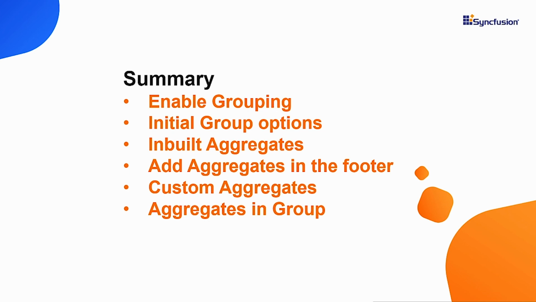Let me summarize some of the major points we have discussed in this video. First, we saw how to enable grouping in the grid component and how to add the initial grouping option in the grid component. Next, we saw about the inbuilt aggregates and how to add them in the footer of the grid component. Then we saw about custom aggregates. Finally, we saw how to add aggregates to the group footer and group caption.